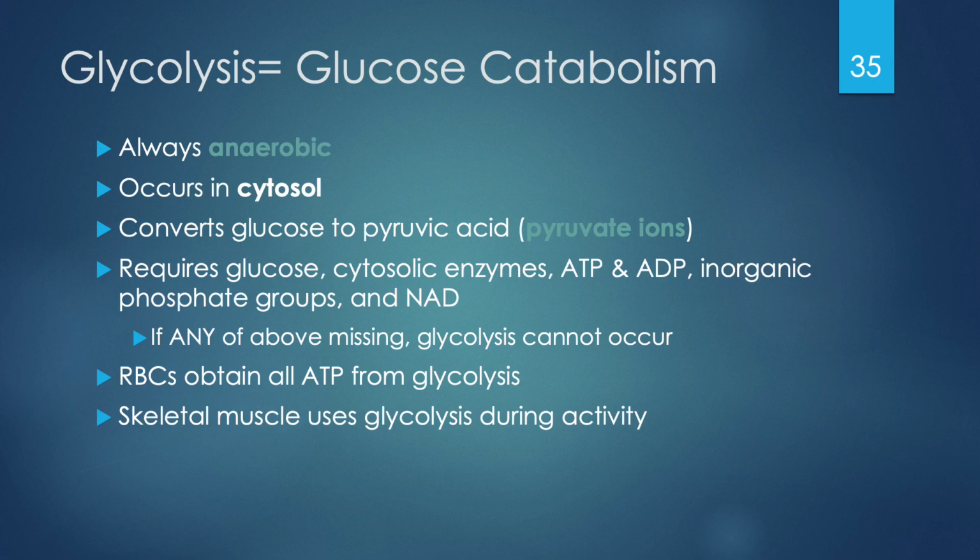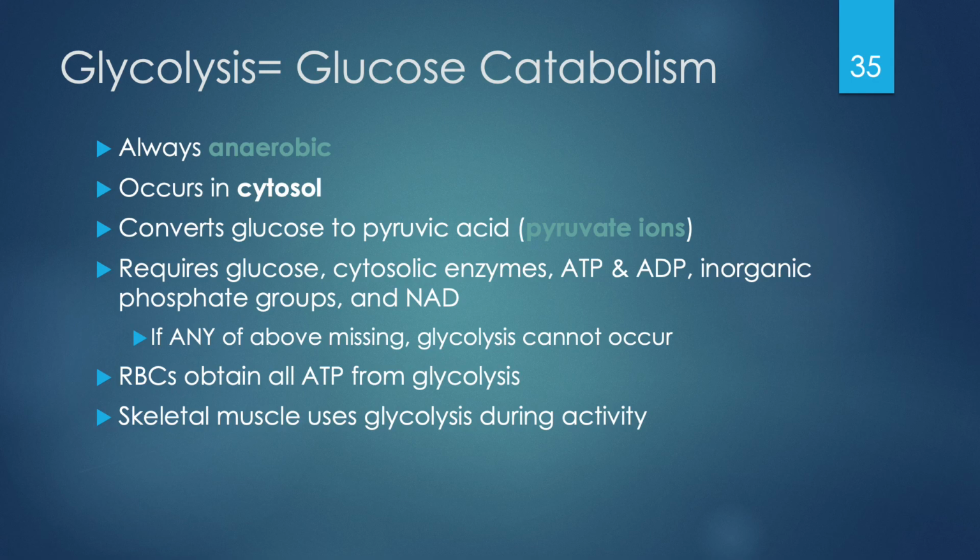So in order for glycolysis to occur, we're going to need to have all of the following. Glucose, of course, that's our starting point. We have to have enzymes in the cytosol that can break down the glucose. We need to have ADP and ATP, inorganic phosphate groups, and NAD. If any of those are missing, glycolysis cannot occur no matter what. So all of those are absolutely mandatory components to allow the glycolysis process to occur.